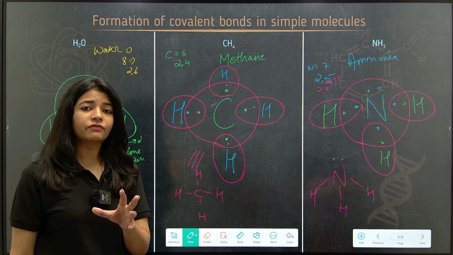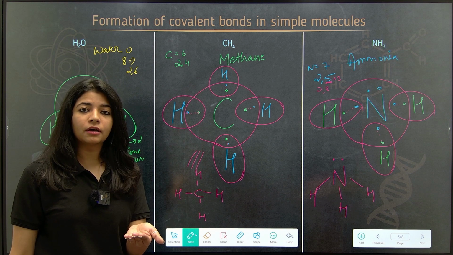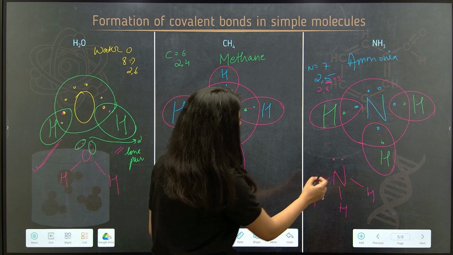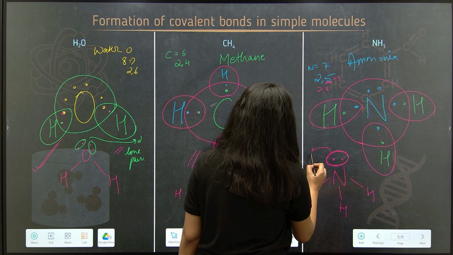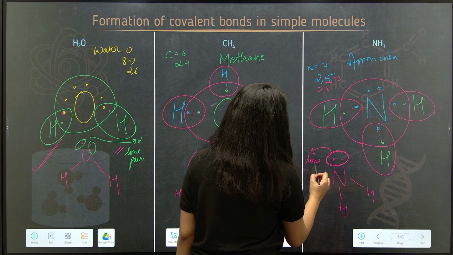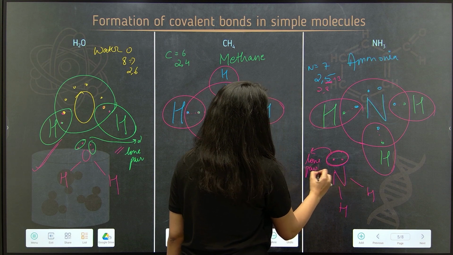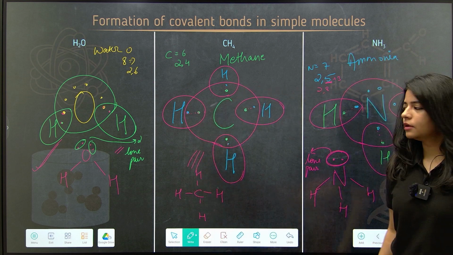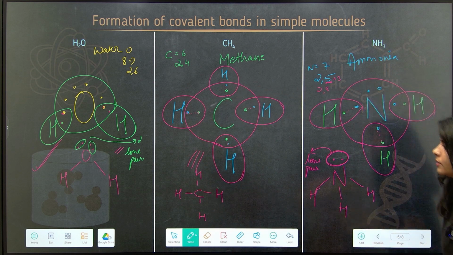And the electrons which are not involved in the formation of covalent bond, these are known as what? I told you this is lone pair, right? This is called lone pair. Now quickly note this thing down.